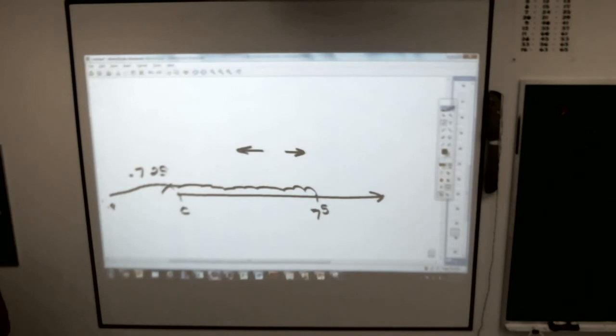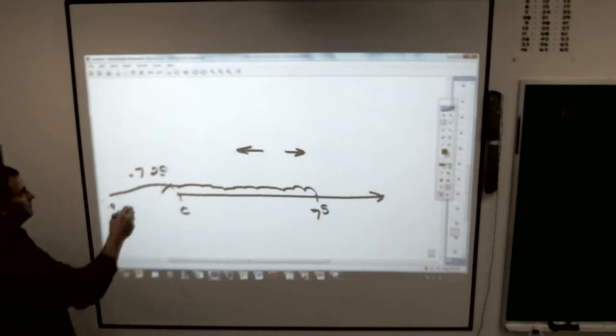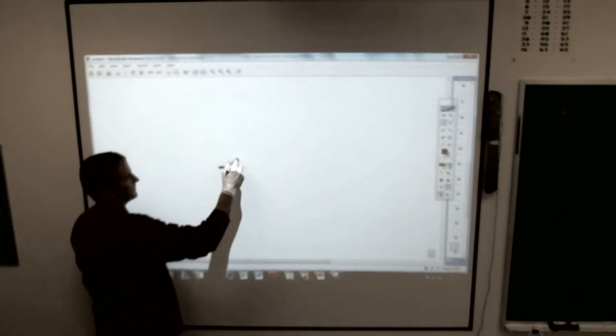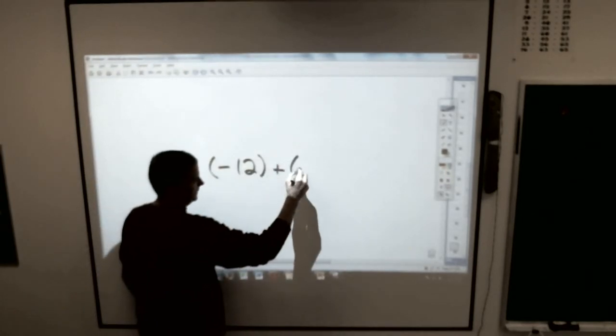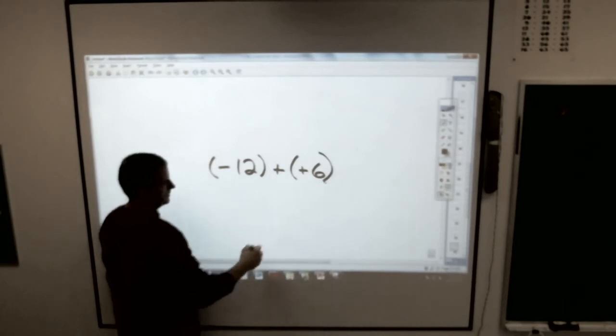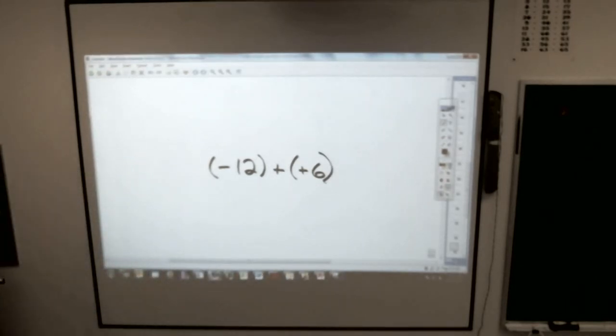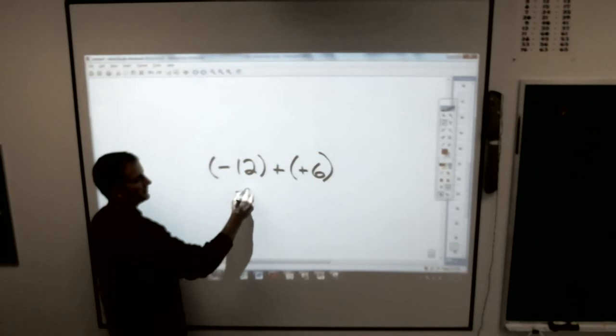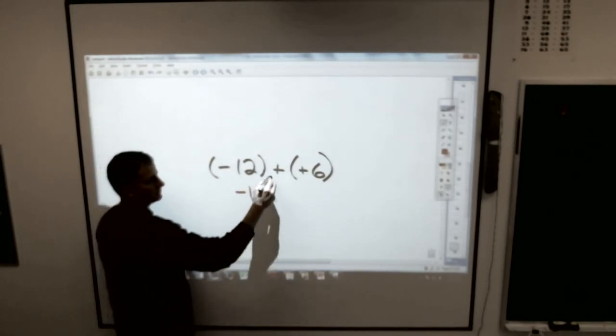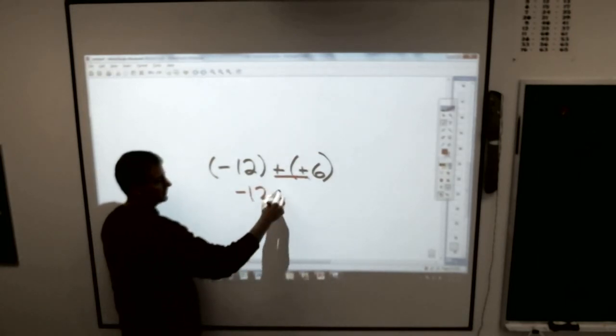So let's look at a few more just to see if you kind of get the gist of that. And it doesn't matter where the negative comes. I could do this. A negative 12 plus a positive 6. Again, the parentheses for some of this really don't matter. This is a negative 12. Two positives don't change it to negative, it just stays positive.